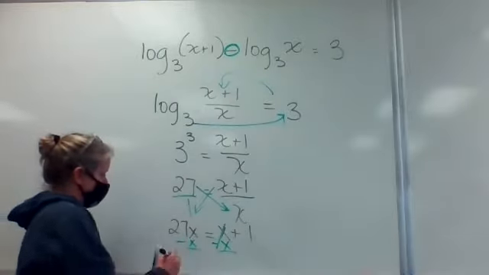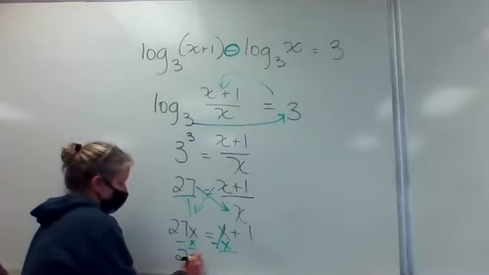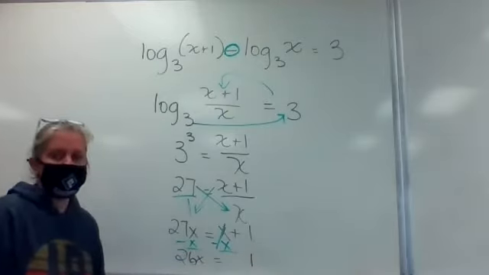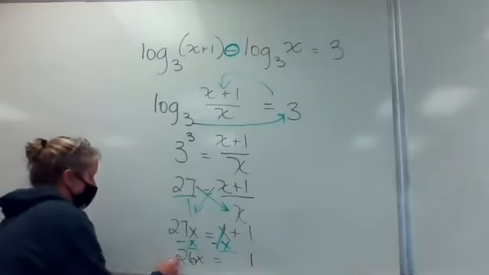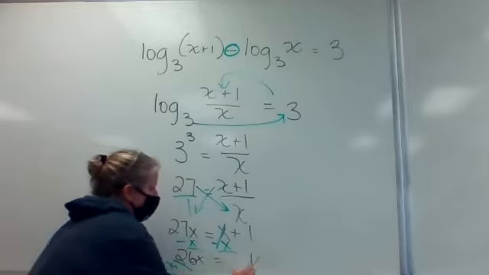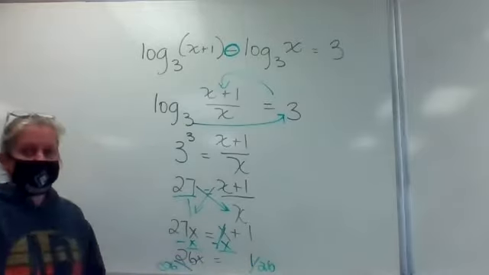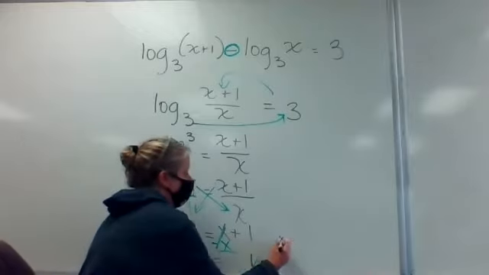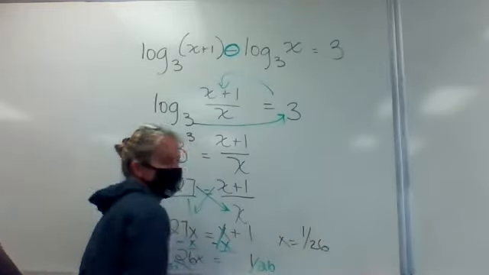So now I have 26x equals 1. And divide by 26. So you're just left with x equals 1 over 26.